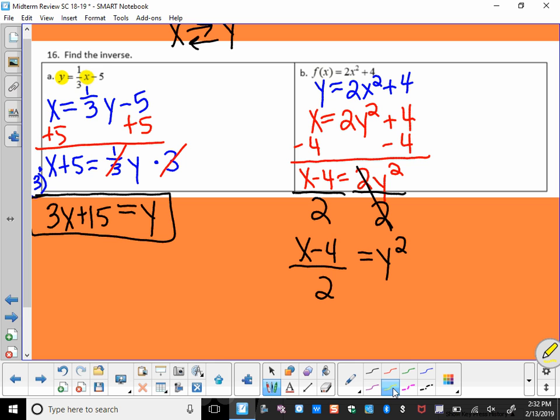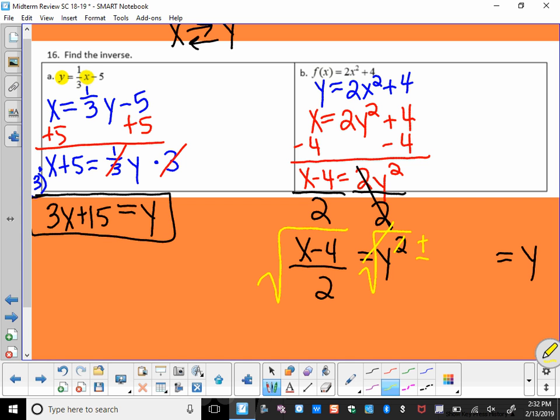How do I get rid of the power of 2? You take the square root. So I'm going to take the square root on both sides. What happens to my square root on the right side? It's gone. My power and my root are gone. So I'm left with y equals. And because I actually drew this radical in, I need plus or minus.